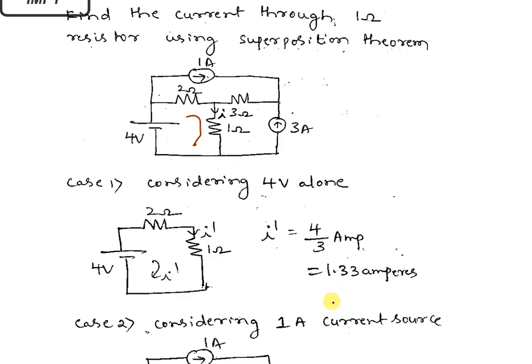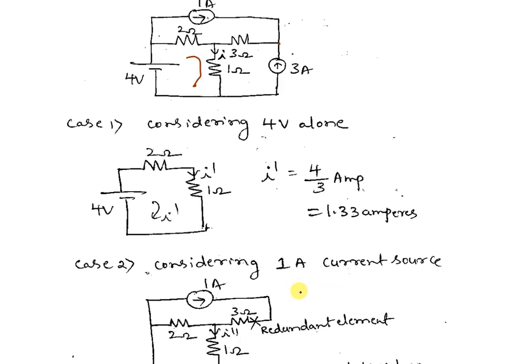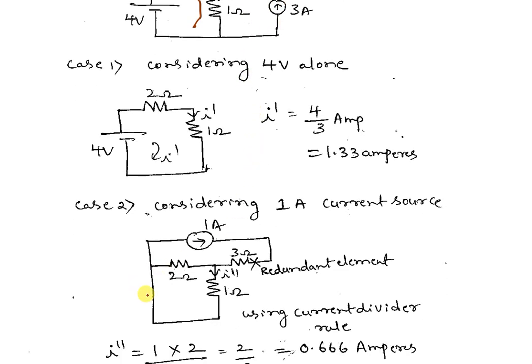Now we have to find the second case. Consider 1 amp acting alone. So now you have to consider only the 1 amp source. You have to short this voltage source, and this one you have to completely remove from the circuit. So the circuit becomes: here it is shorted, here it is shorted, here it is fully open. And we know that any resistance in series with a current source is redundant. You connect 3 ohm or 30 ohm or 1 ohm or 1 kilo ohm, the current in the series remains the same.